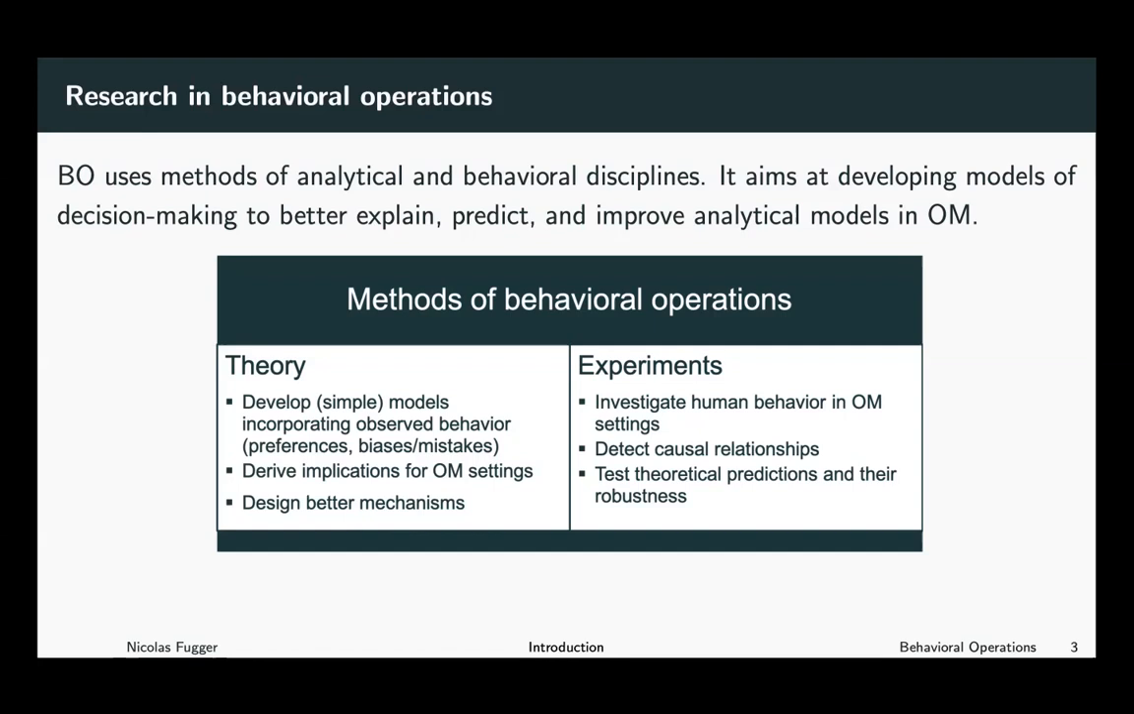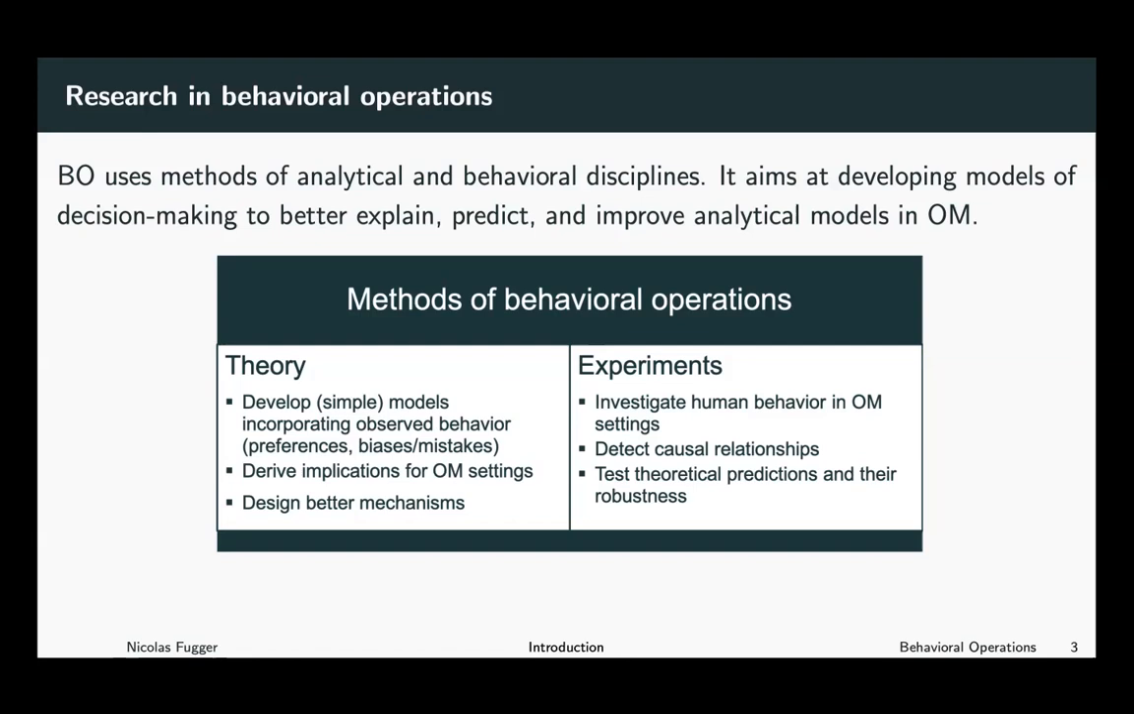Finally, theory allows us to answer the question, what is a better mechanism if people are not these rational, selfish profit maximizers, but if people care for others, if people have problems evaluating risks correctly, and so on.